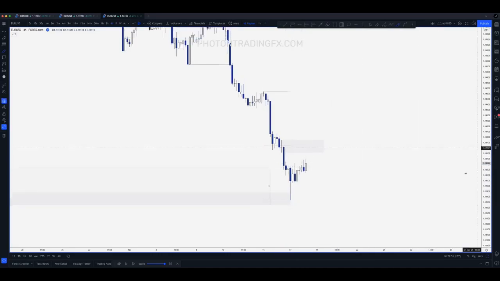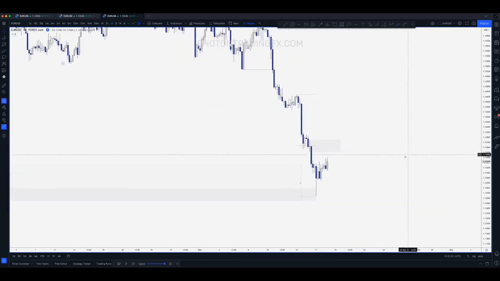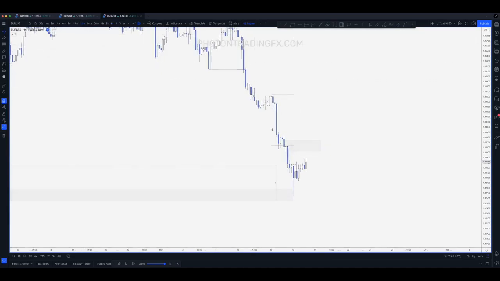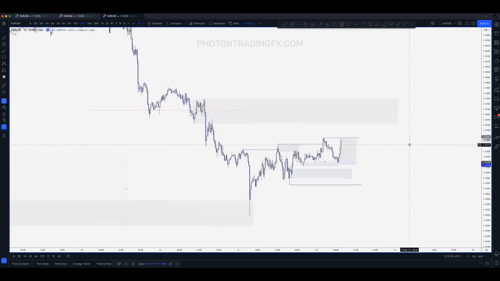Why is it a weak 4-hour low? Well, of course, it hasn't done its job. It hasn't taken out that high yet, okay? So that's a pretty decent target. Let's jump down to the 15-minute and see if we can refine that 4-hour zone a little bit more and see if there's anything in there.